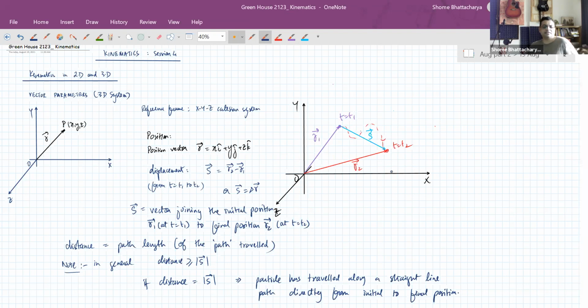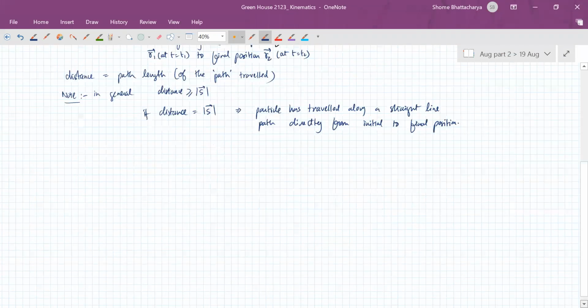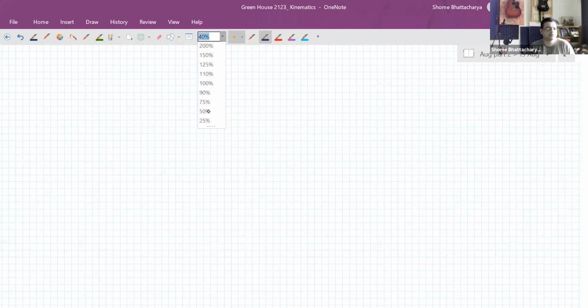So we will do an example which will make this point clear. So this is done, right? You have understood these definitions? Yes, sir. Okay, so let's move on to an example.